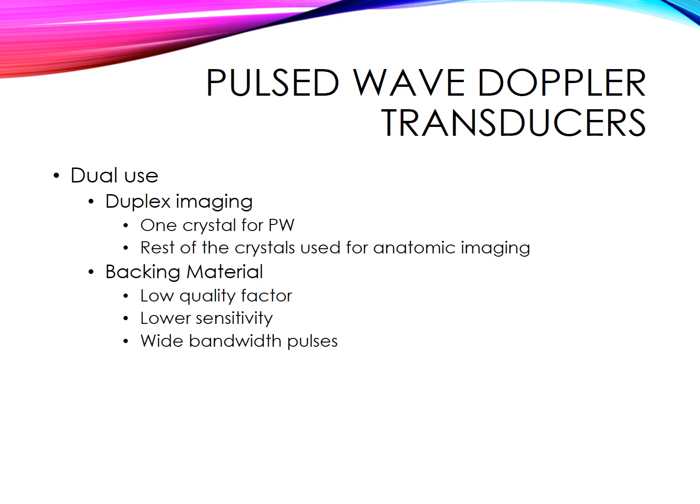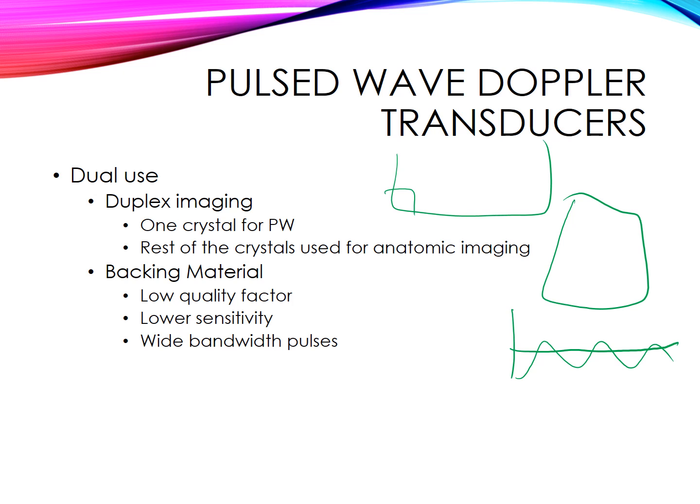So just like continuous wave Doppler transducers, we do need to know about pulse wave Doppler transducers. And that's pretty much all the transducers that we're using for anatomical imaging. They are all going to have the dual use ability to do duplex imaging. Duplex imaging again is when we have our picture up on top with our pulse wave spectral tracing down on the bottom. In this event, the transducer uses one crystal for that pulse wave information, and it's going to use the rest of the crystals to create our anatomical picture.